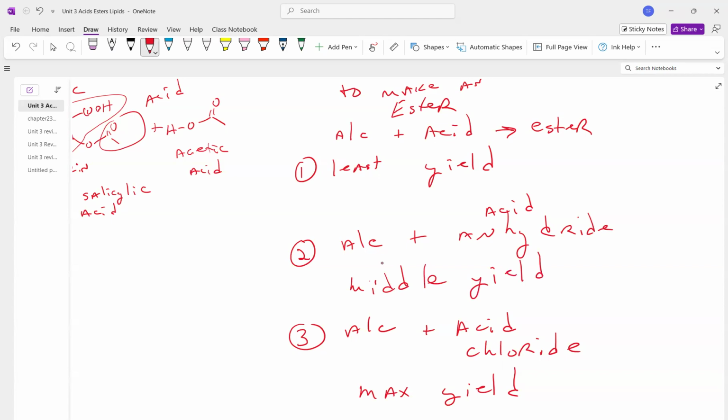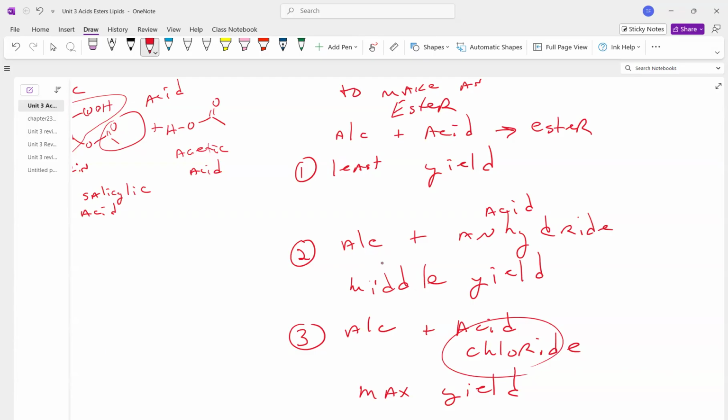So this is going to be a question on the test as well. Show me three ways to make this ester. Guaranteed. It's on every Unit 3 test I've ever made. Okay, so if this gives you the maximum yield, why would you use anything but that?